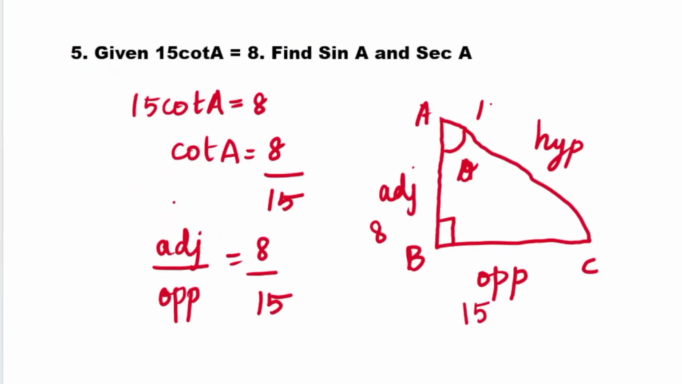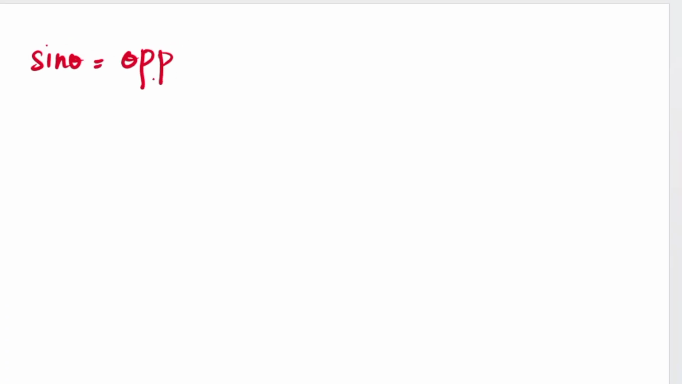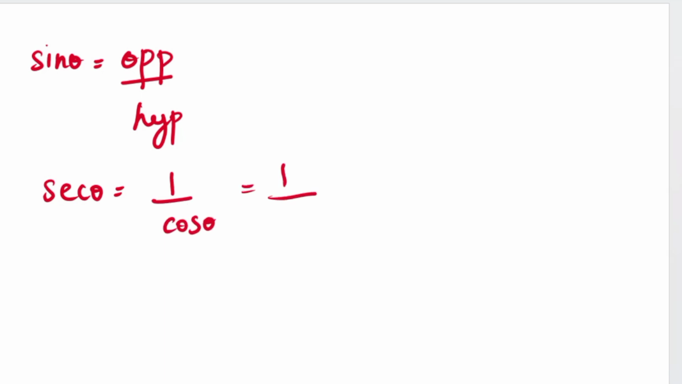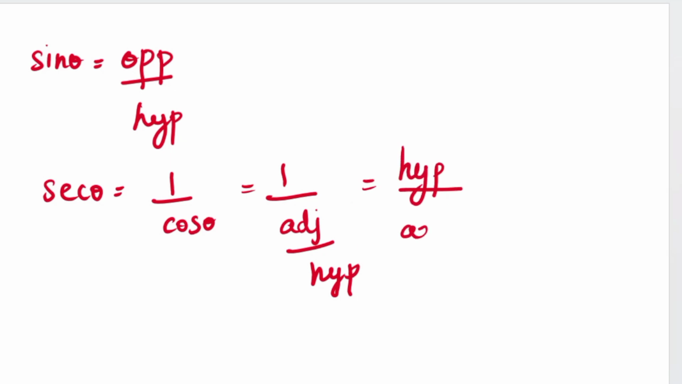Now what we have to find? We have to find sine theta and secant theta. So what is sine theta? Sine theta is equal to, we know that, opposite side by hypotenuse. And what is secant theta? Secant theta is actually 1 by cos, right? Which is equal to 1 by, what is cos? Cos is adjacent side divided by hypotenuse. So secant is actually hypotenuse divided by adjacent side. You can directly write it hypotenuse by adjacent side, or you can put 1 by cos and then find the value and write.